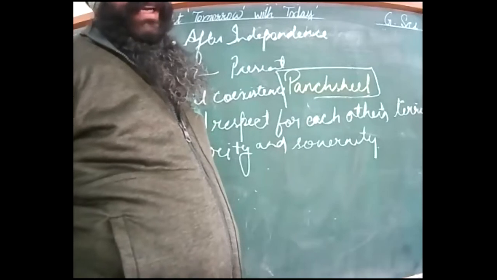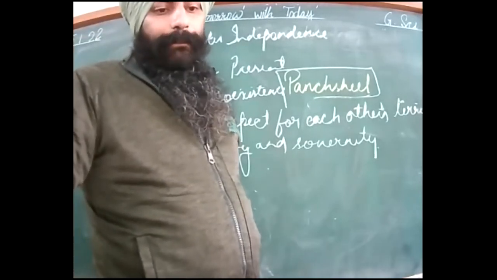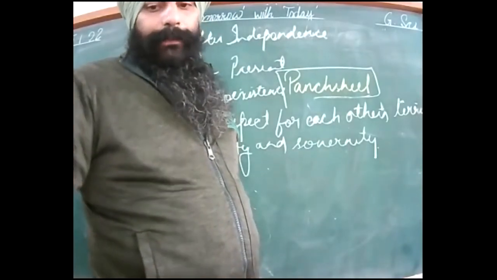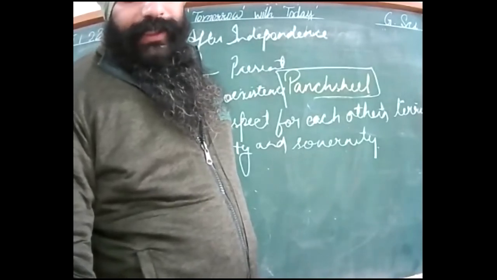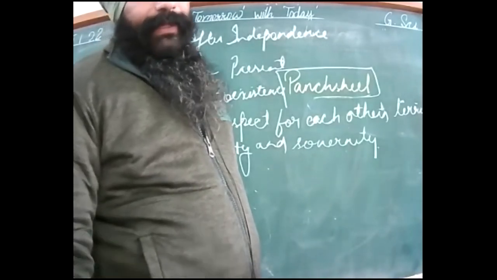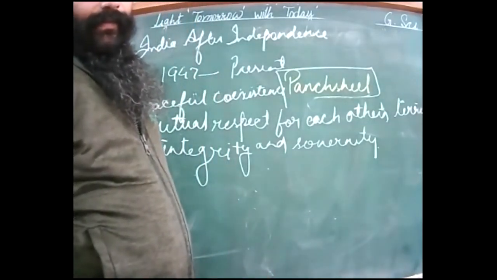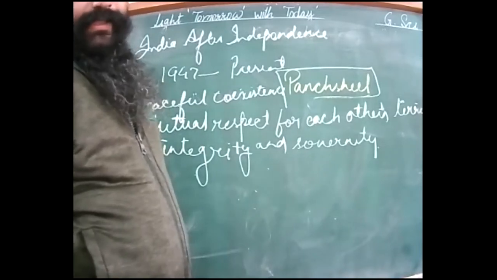Both India and China will respect the boundaries lying between both the nations. Both of the countries will show respect for each other's territories. Third is mutual non-interference.